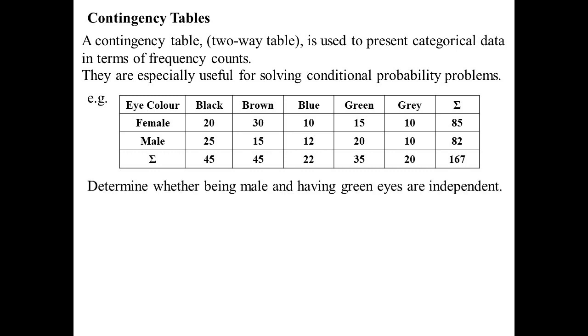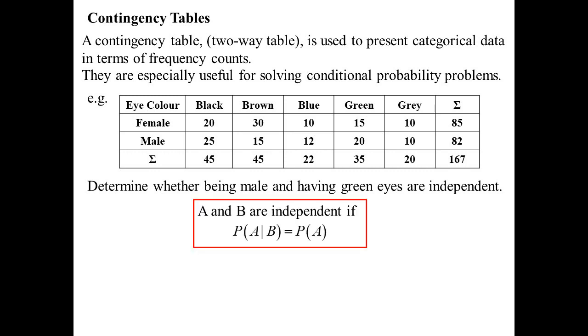So determine whether being male and having green eyes are independent. This is the sort of question we saw with conditional probability. Are these independent events? And a reminder, one of the ways of telling if they're independent is if the probability of A given B happens is the same as the probability of A. Then they would be independent because the fact that B happened was irrelevant. You still got the same probability for both.